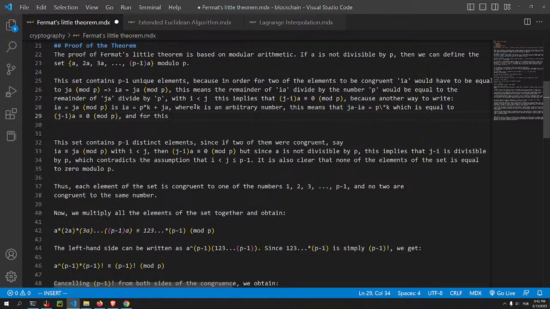Because another way to write it is this one, where k is an arbitrary number. This means that, which is equal to... since a is not divisible by p, this implies that j minus i is not divisible by p.